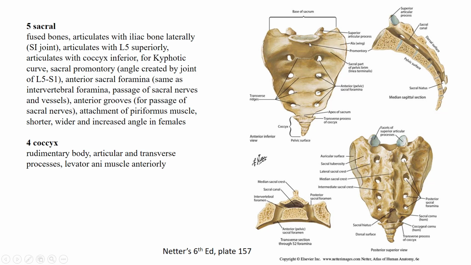The sacrum articulates with the lumbar spine superiorly and with the ilium, the large wings of the hip bones here, laterally, and that's the SI joint, and then with the coccyx inferiorly. So you've got the coccyx attaching to the inferior side of the sacrum. And then you have the sacral foramina, and this is for the nerve roots to run through.